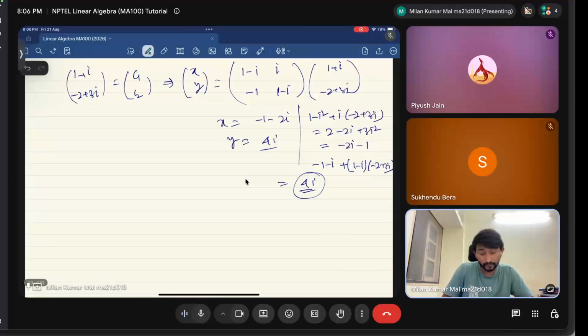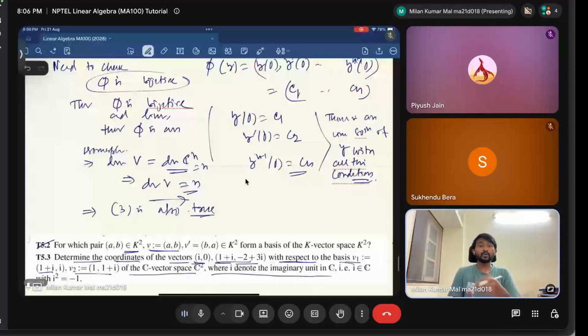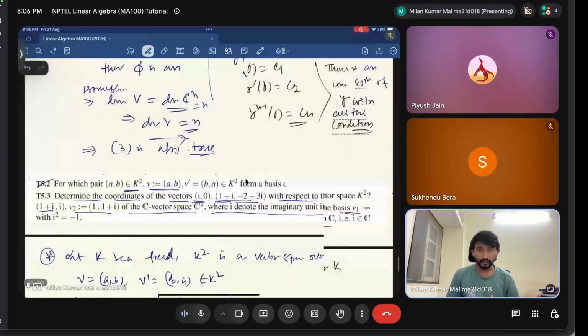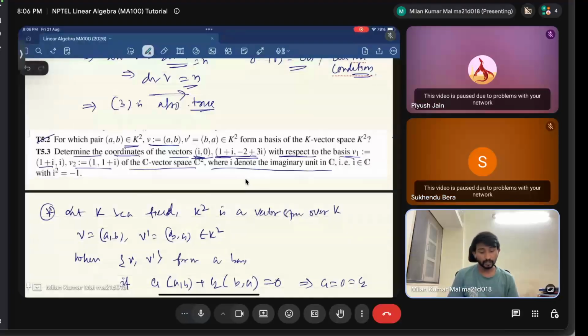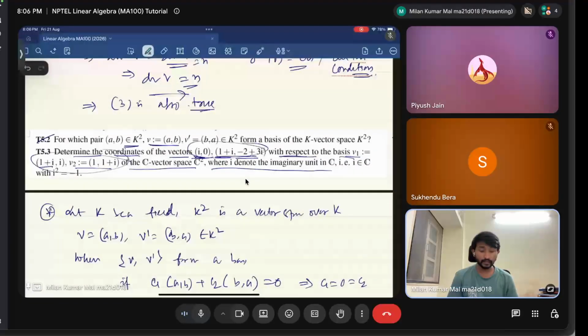What we have done actually, we have tried to solve this problem. Whenever you have two vectors and we want to write these two vectors in terms of other two vectors, this is what we are doing. We are trying to write these two vectors in terms of v1, v2. Okay, I hope this is clear. If you have any doubt, you can let me know.